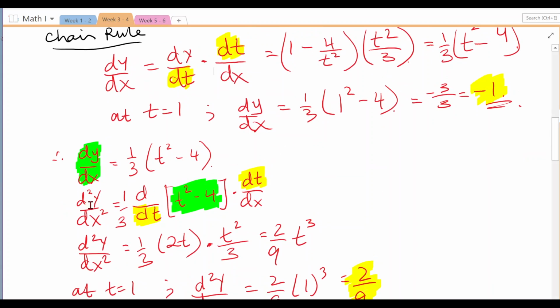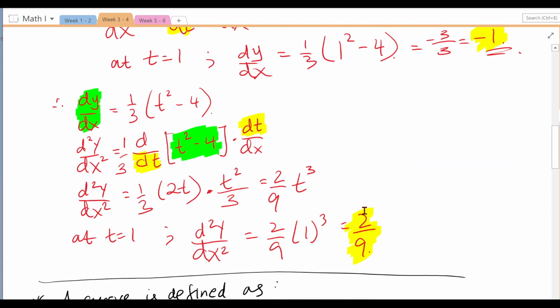So the second derivative, d squared y over dx squared, equals 1/3 times the derivative of this part. The green part here is simply 2t with respect to t, therefore only 2t. So 1/3 times 2t times dt/dx, which is t squared over 3, and simplifying we get 2 over 9 times t cubed. Again, at t equals 1, we simply replace t with 1. We therefore get the answer for the second derivative as 2 over 9.